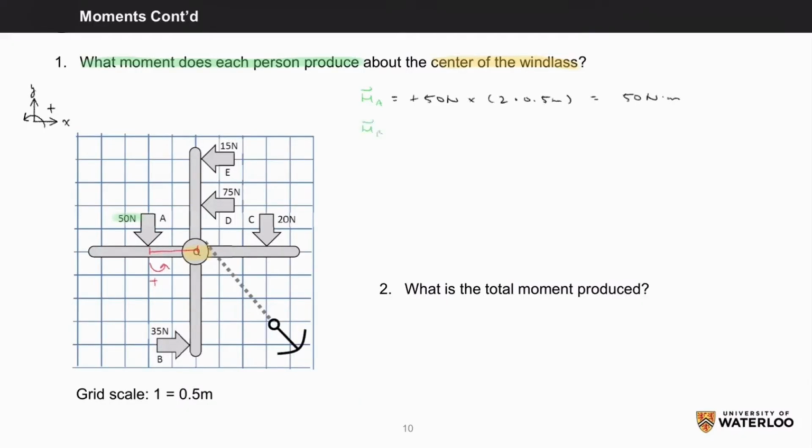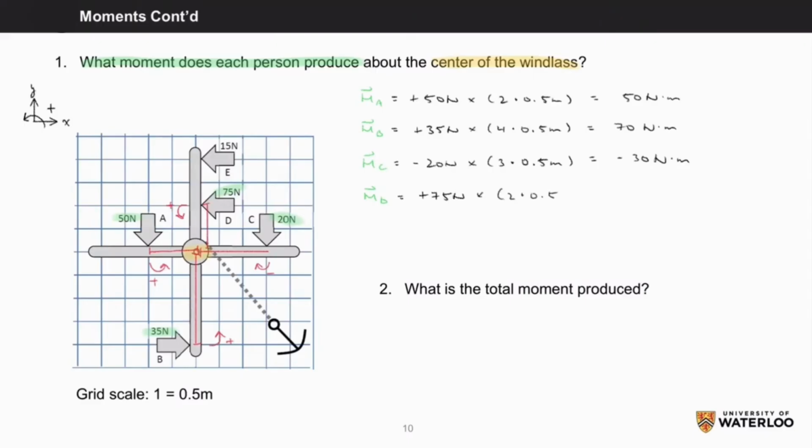Person B is exerting a force of 35 newtons in the counterclockwise direction, 4 units from Q, which gives us a moment of 70 Newton meters. Person C is exerting a force of 20 newtons in the clockwise direction, 3 units from Q, which gives us a moment of negative 30 Newton meters. Person D is exerting a force of 75 newtons in the counterclockwise direction, 2 units from Q, which gives us a moment of 75 Newton meters. And finally, person E is exerting a force of 15 newtons in the counterclockwise direction, 4 units from Q, which gives us a moment of 30 Newton meters.